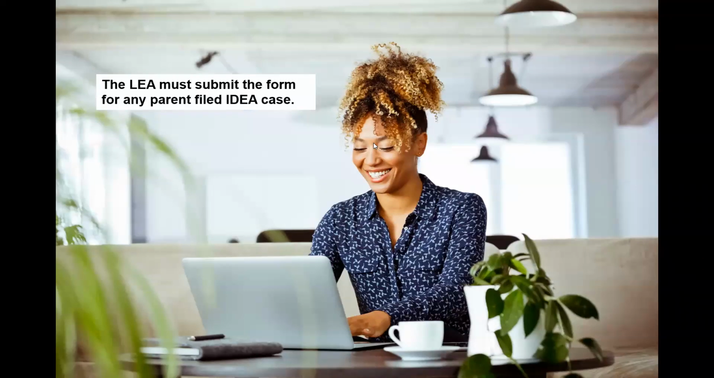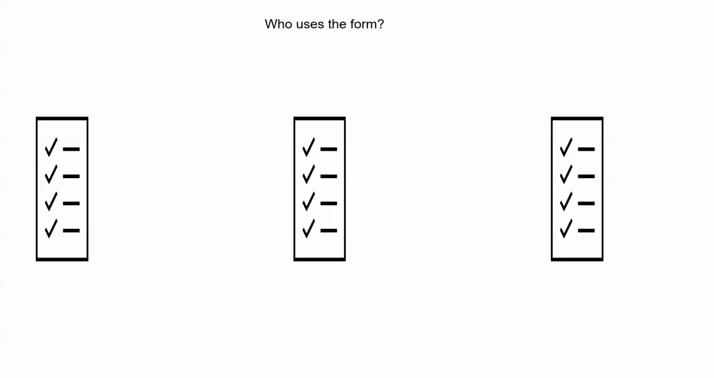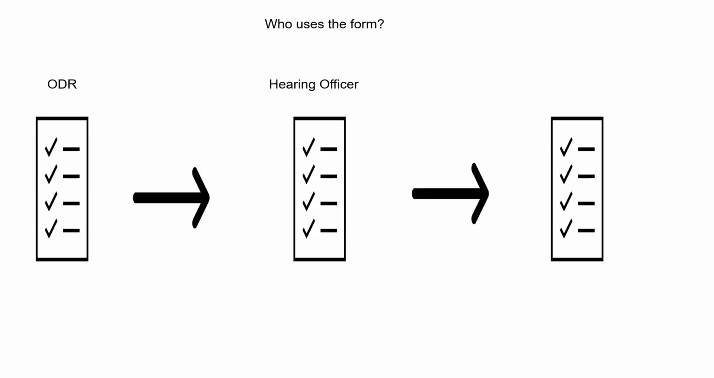Regardless of which option is chosen by the parties, the local education agency must complete and submit the resolution meeting data form. The information is used by the Office for Dispute Resolution for federally mandated statistical reporting. The hearing officer also uses the form for timeline purposes, and the information is provided to the Bureau of Special Education.